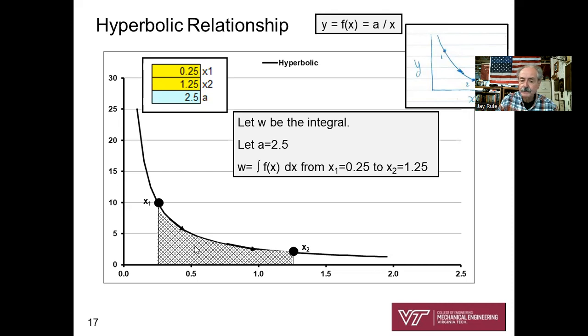I've done this in Excel also. I've plotted y equals a over x, where a is 2.5, and we're trying to do the integral. For our example, let's go from x1 equals 0.25 up to x2 equals 1.25. So I've shown those on my graph, and now with our eyes, we want to integrate from 0.25 to 1.25 of y equals 2.5 divided by x.